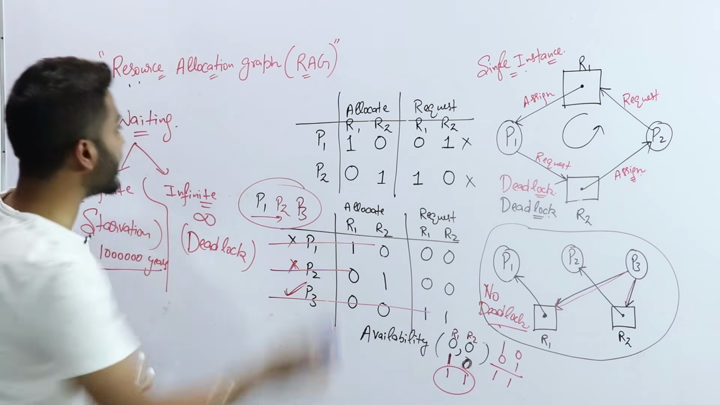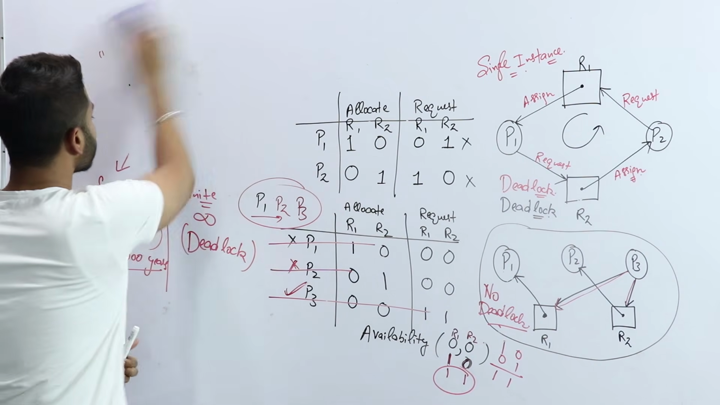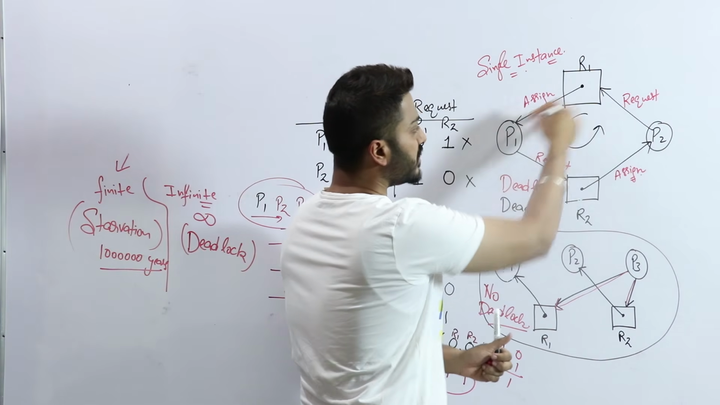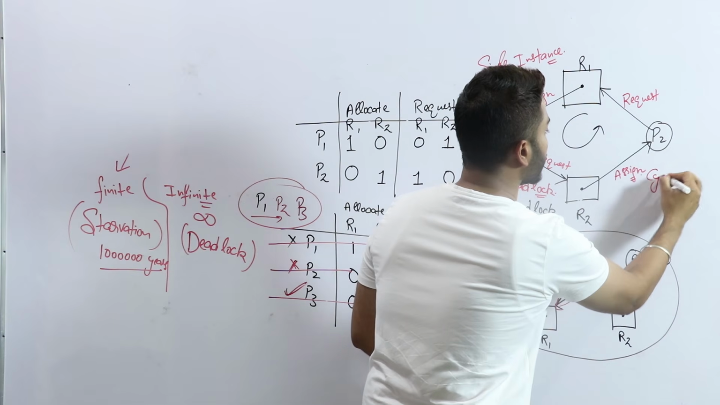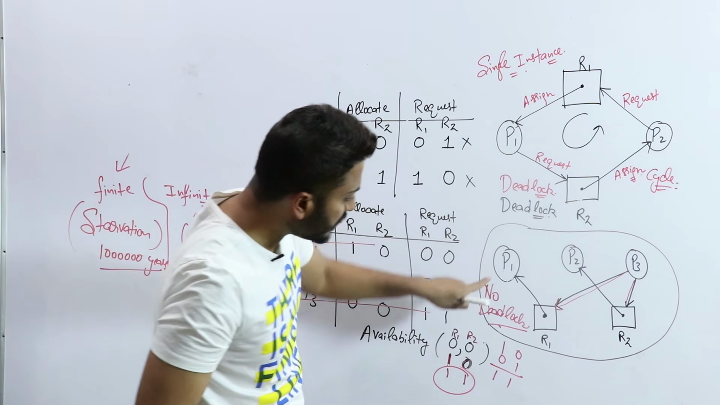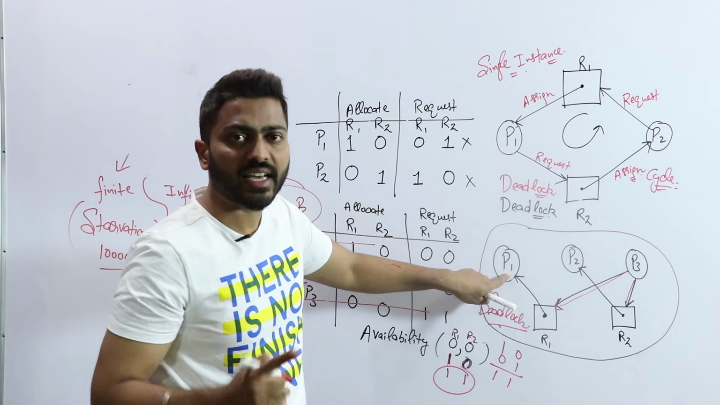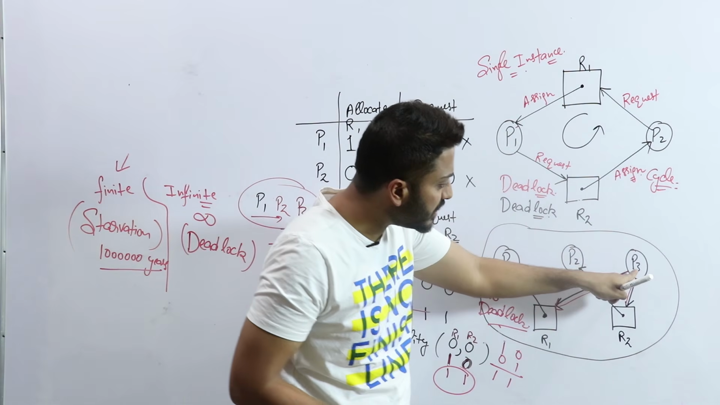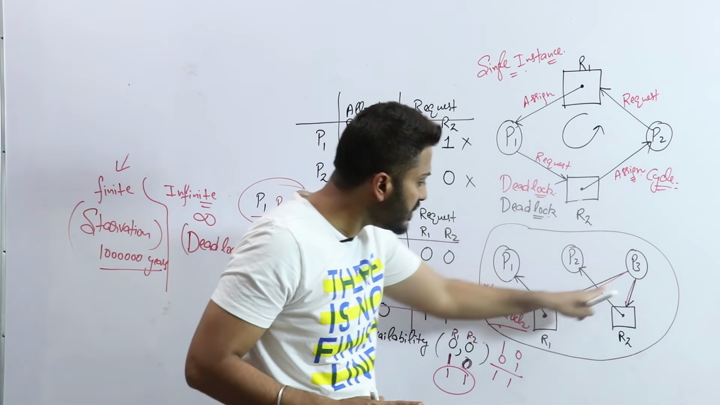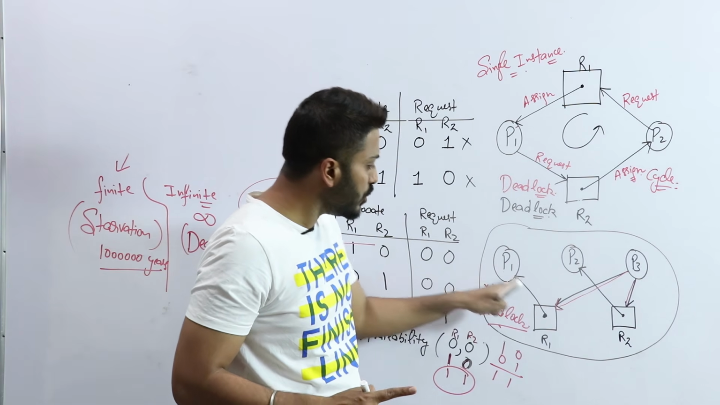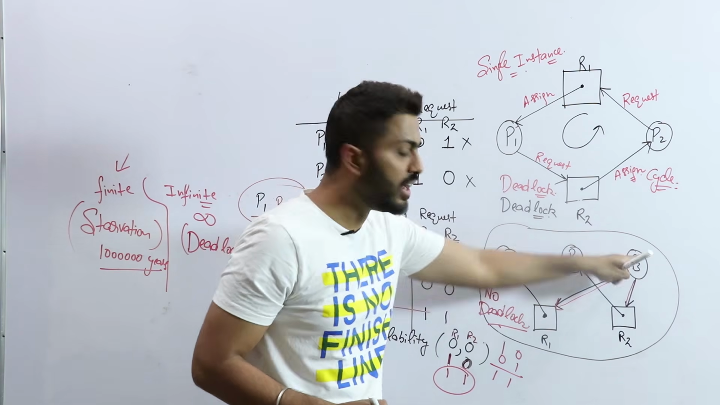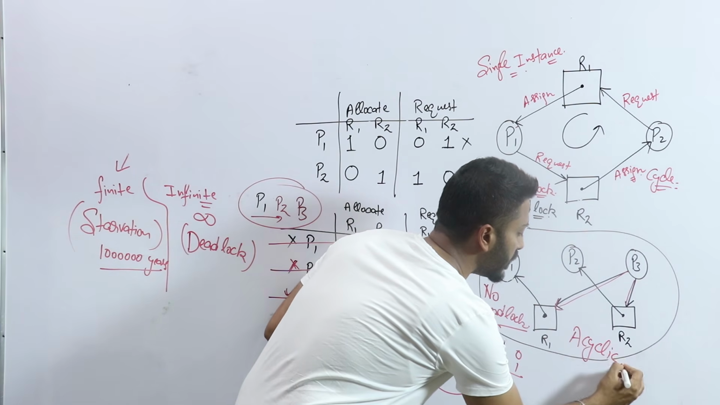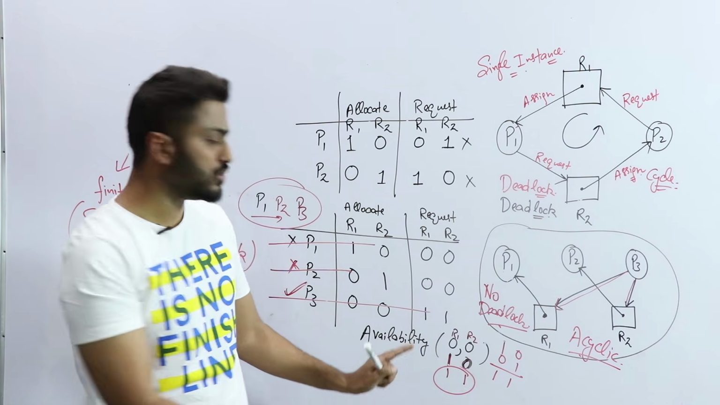One last point: here we have seen circular wait, which means there is a cycle. If I start my journey from P1, can I come back to P1? No, I can't even move anywhere. Let's start from P3. Can I come back to P3? Let's say P3 to R1, R1 to P1. There is no way I can come back to P3. So I can say it is acyclic, which means there is no cycle in this. There is no circular wait.